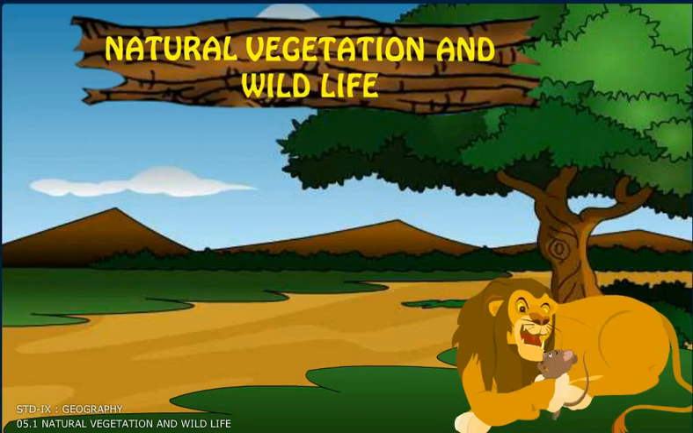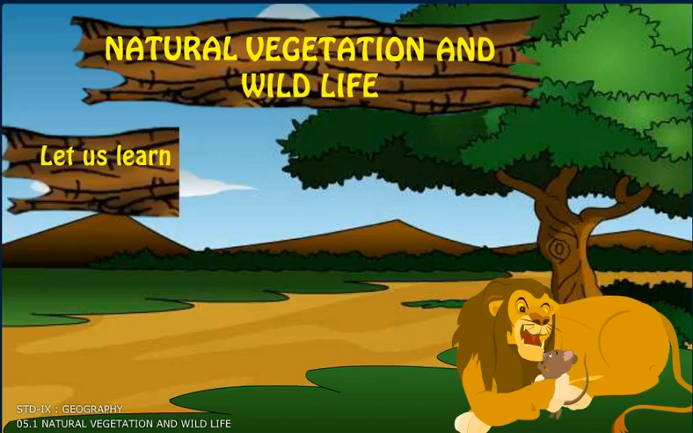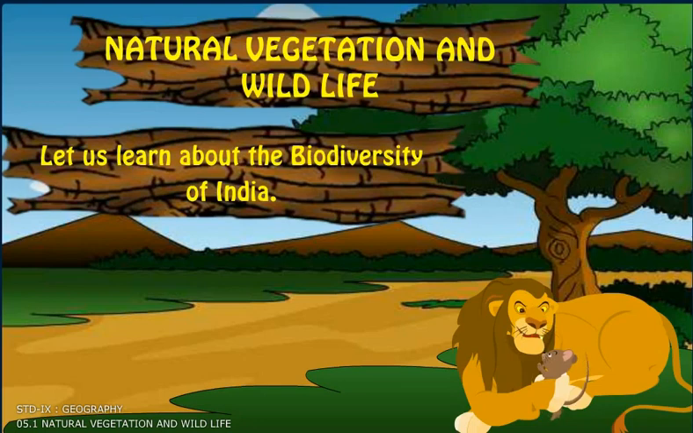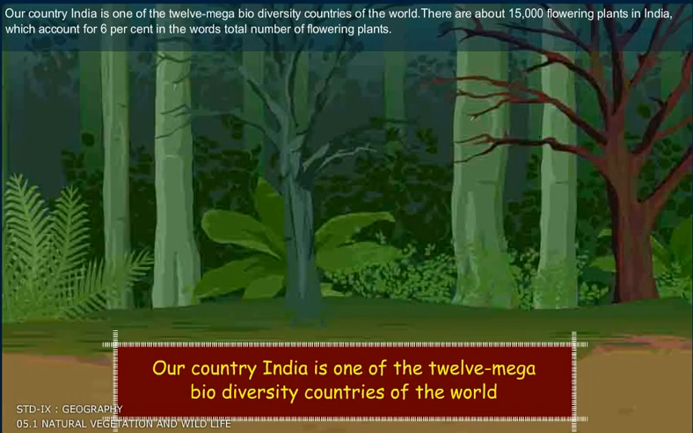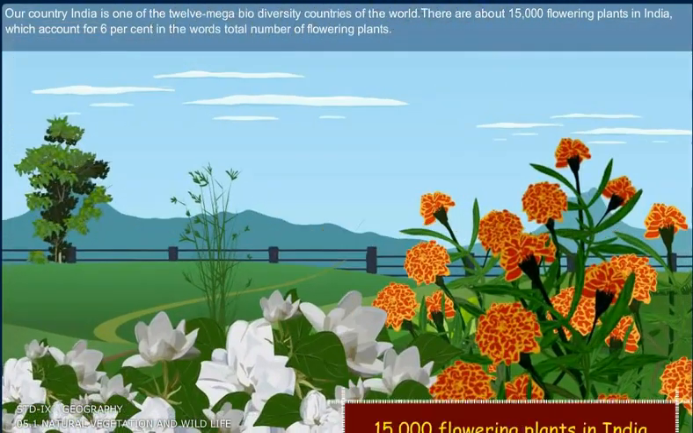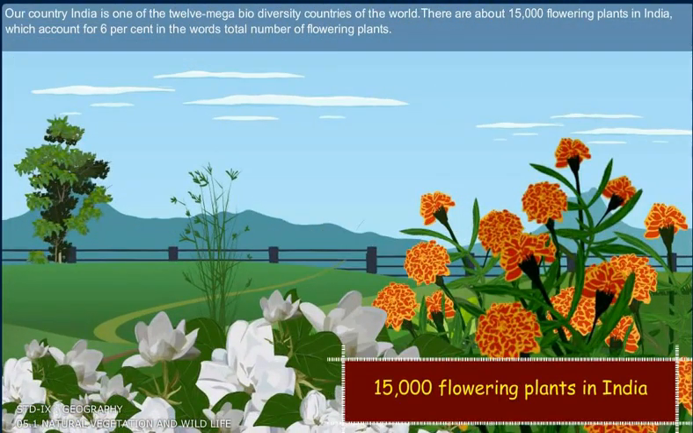Vegetation and wildlife. Let us learn about the biodiversity of India. Our country India is one of the 12 mega biodiversity countries of the world. There are about 15,000 flowering plants in India, which account for 6% of the world's total number of flowering plants.